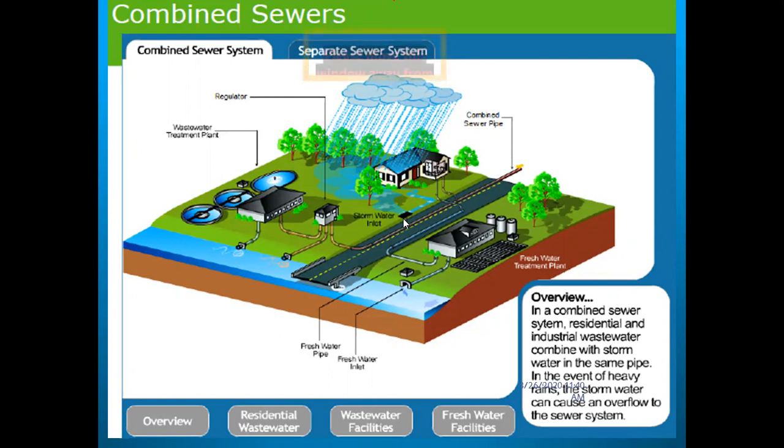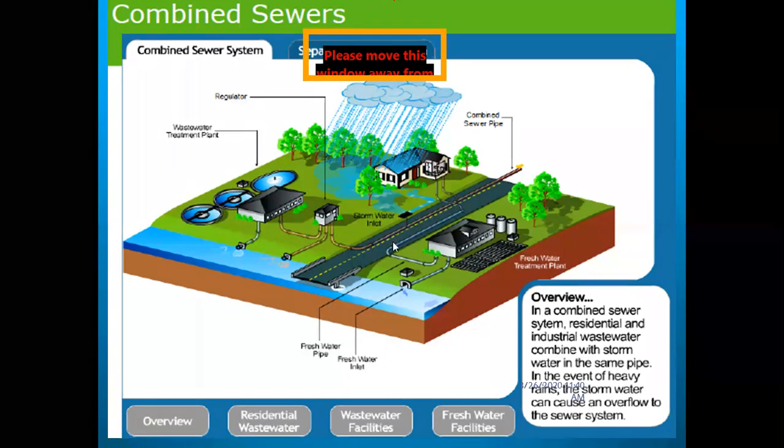Next, the combined sewer pipe. See the combined sewer pipe at one end of the figure. This is a large pipe, and the large pipe is connected to the regulator. Why? Because it is a regulator body where it regulates all types of water.